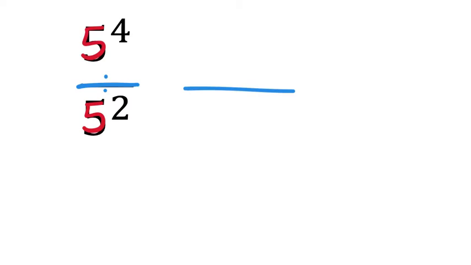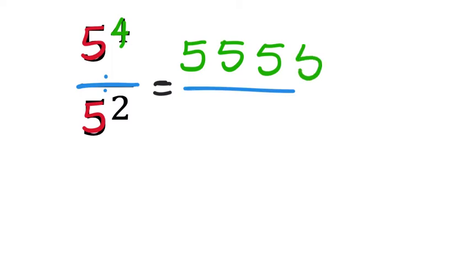Okay, so what I mean by that is I'm going to expand these two. So I'm going to take 5 to the power of 4 here. And so I got 4 5s. 1, 2, 3, 4 5s. And these are all being multiplied. And then in the denominator, I got 5 to the power of 2. So that'd be 2 5s being multiplied.